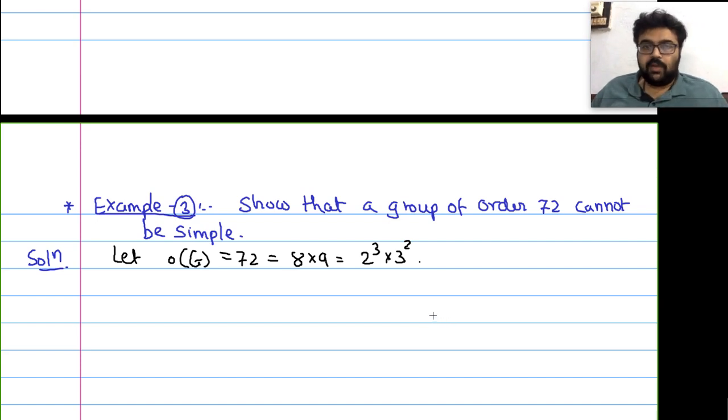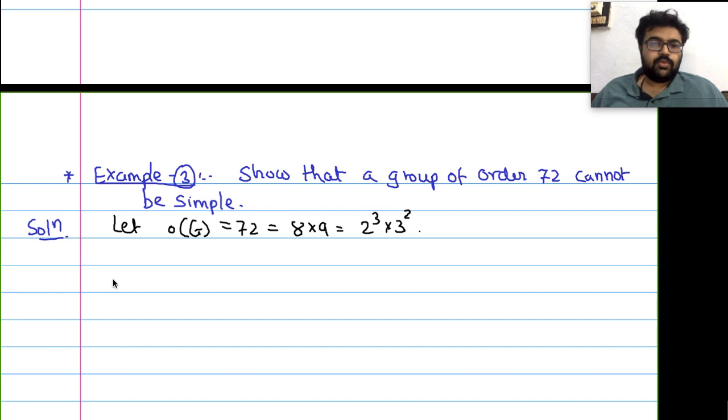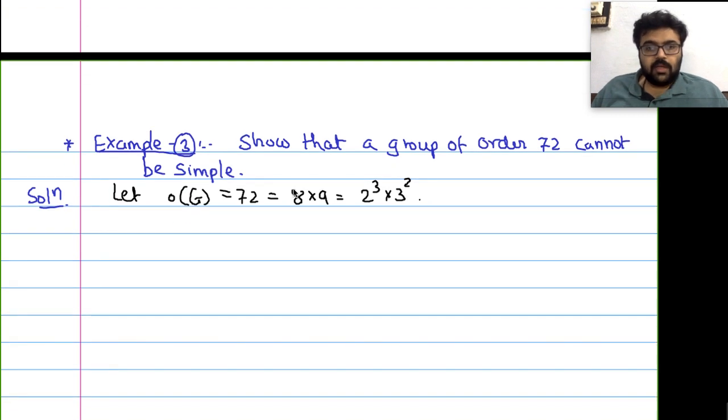So we need to find one normal subgroup. Either we show that it has a 2-Sylow subgroup, that is a subgroup of order 8, which is unique, then it is normal. Or if we show that the 3-Sylow subgroup, that is of order 9, 3 square, is unique, then it's normal. Let us start with 3.